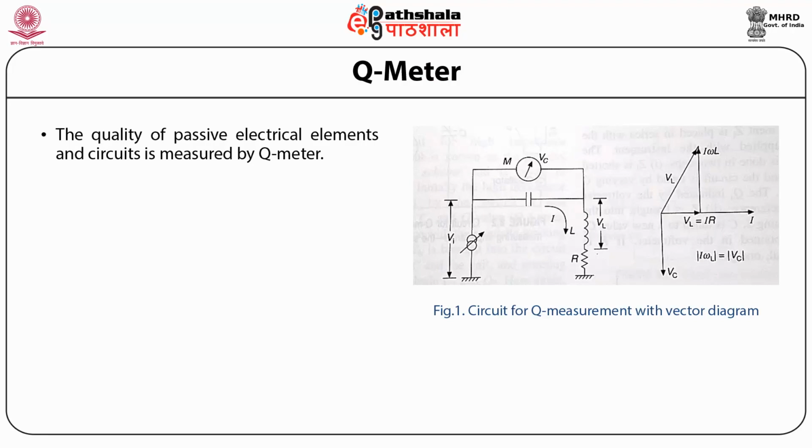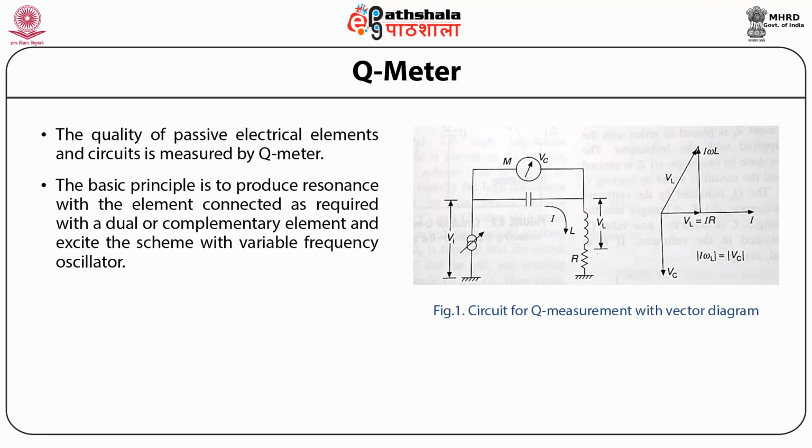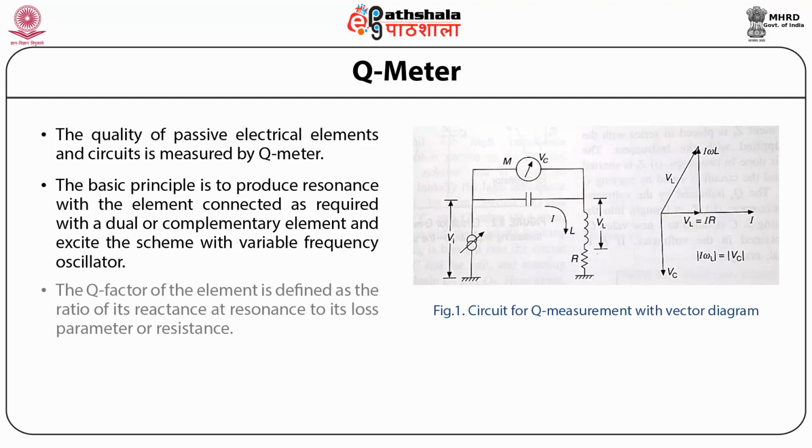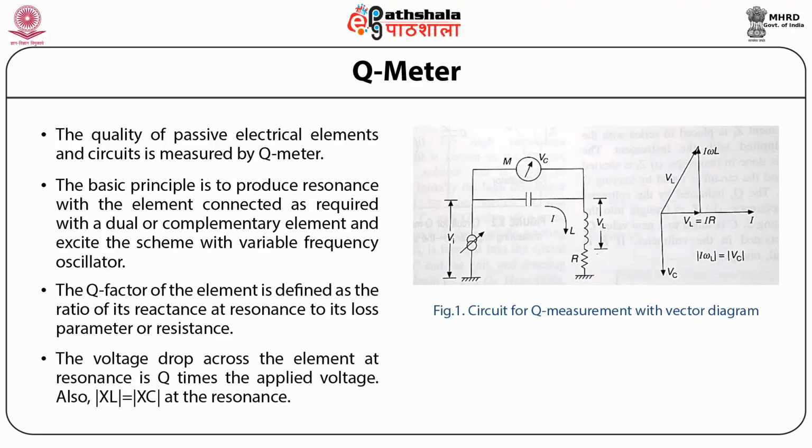The quality of passive electrical elements and circuits is measured by Q-meter. The basic principle is to produce resonance with the element connected as required with a dual or complementary element and excite the scheme with a variable frequency oscillator. The Q factor of the element is defined as the ratio of its reactance at resonance to its loss parameter or resistance. The voltage drop across the element at resonance is Q times the applied voltage. Also, mod of XL is equal to mod of XC at the resonance.